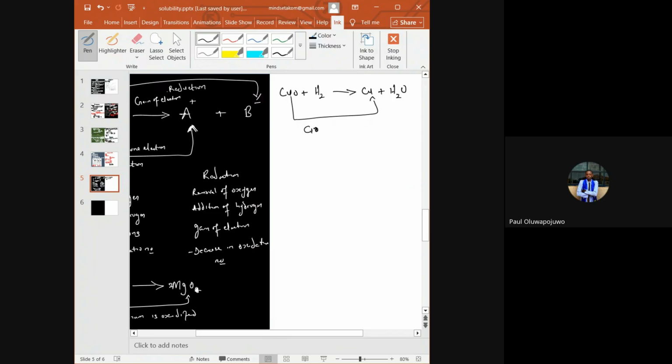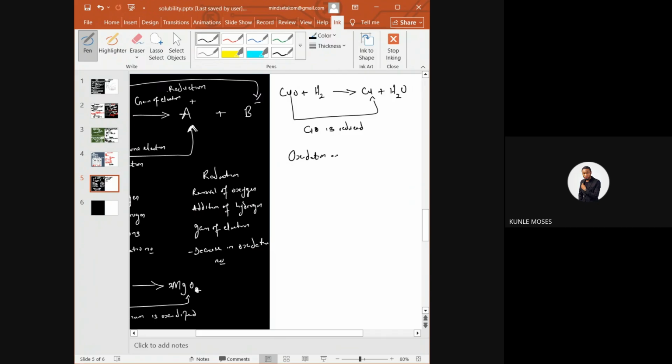I'm talking about is it reduced or oxidized? I'm not talking about agents now. Don't let us mix it together. It is reduced. Don't mix in oxidizing agents, you want to confuse your friend. Copper oxide is reduced. You can see hydrogen has also gained oxygen. Hydrogen is oxidized.